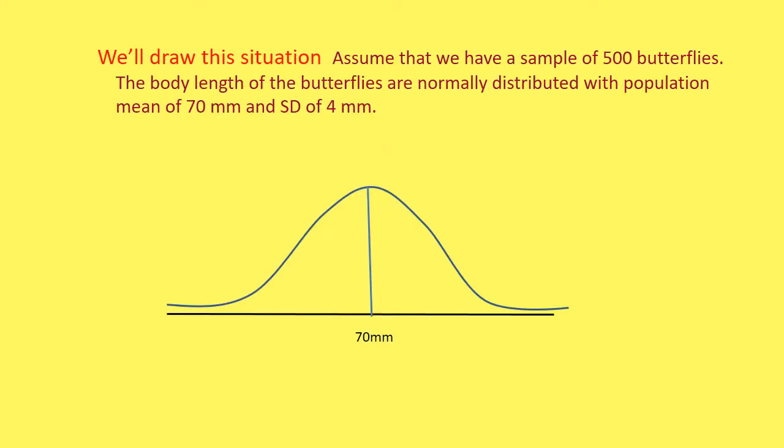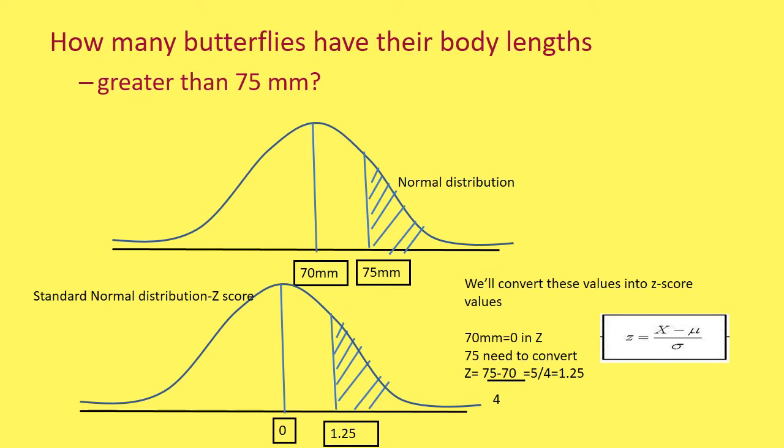Before doing the sum, we will draw this situation. We all know that the population mean is given as 70 millimeter. Then we can draw the situation. We have to draw the mean at the very middle level. This is the mean, 70 millimeter. This is the normal distribution curve.